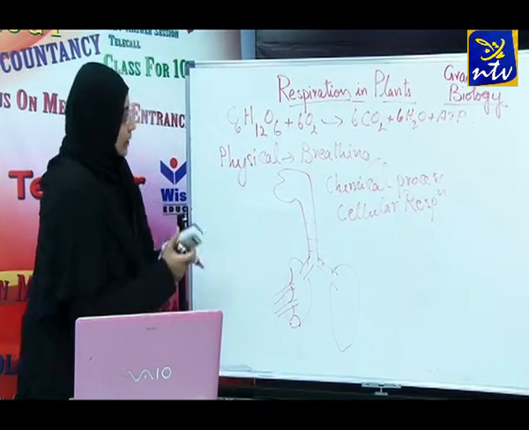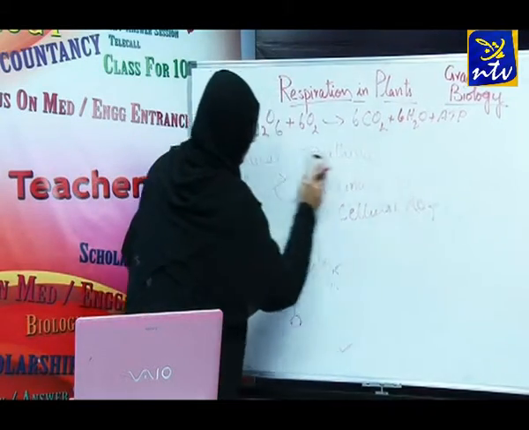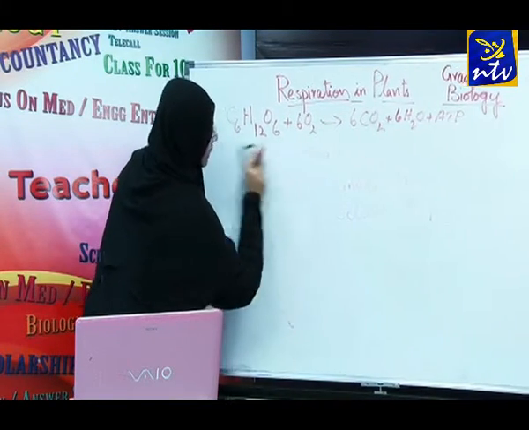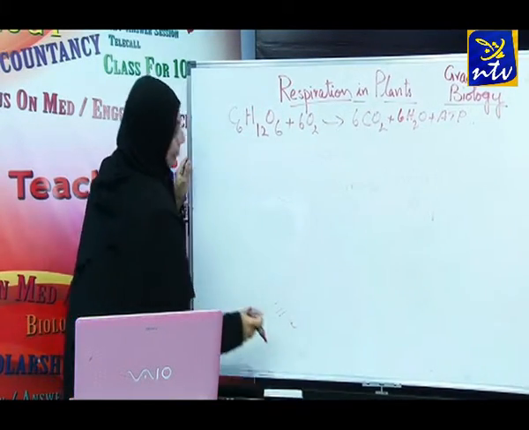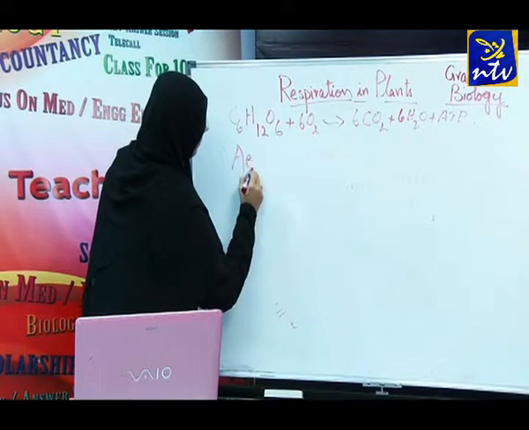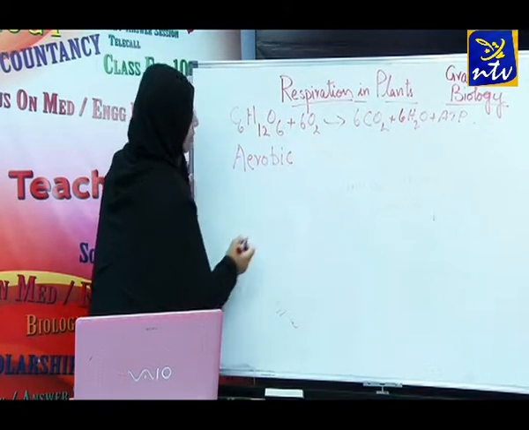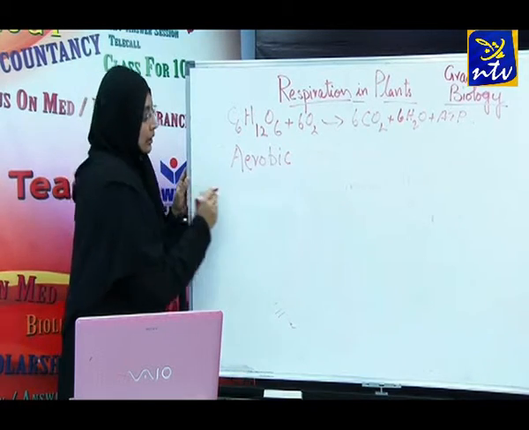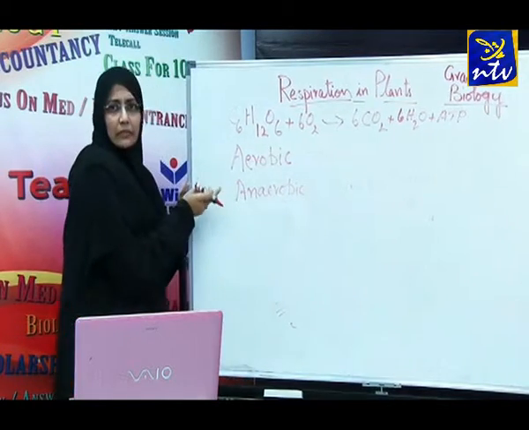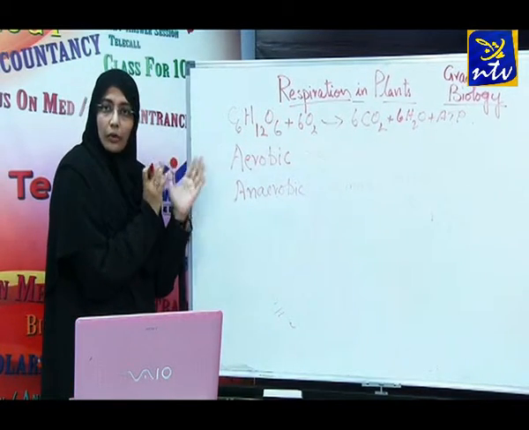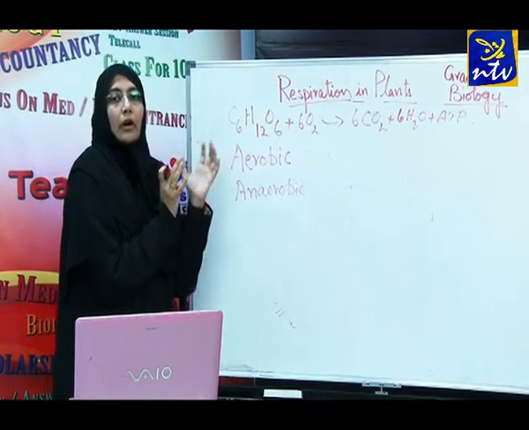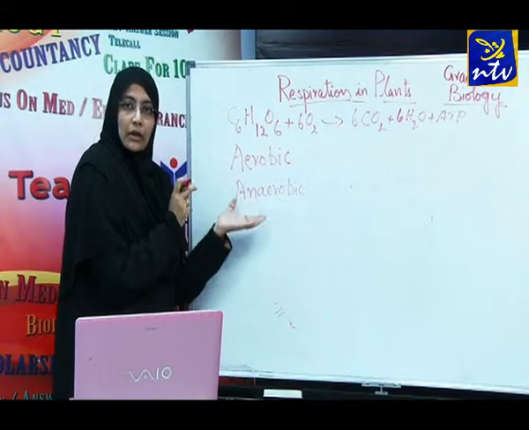Now let us see the different types of respiration. There are mainly two types of respiration: one is aerobic respiration and the other is anaerobic respiration. This is all very easy. Now we will see what is aerobic respiration. As the term indicates, it is the respiration which takes place only in the presence of oxygen. Anaerobic respiration takes place in the absence of oxygen.